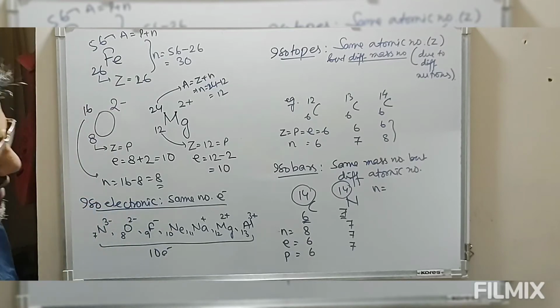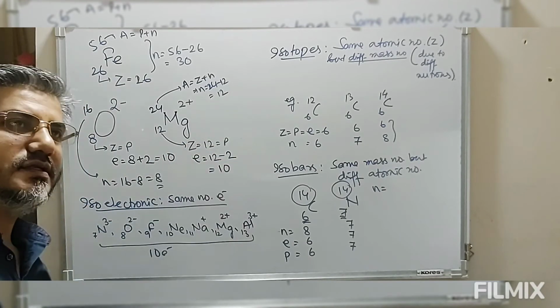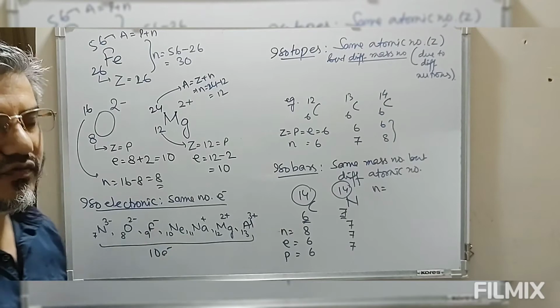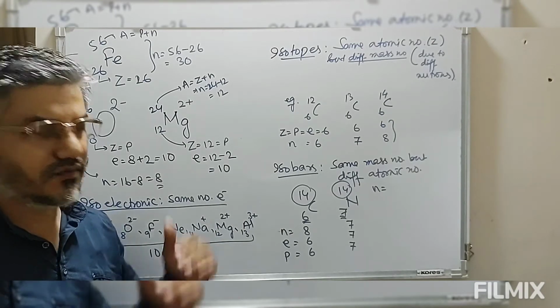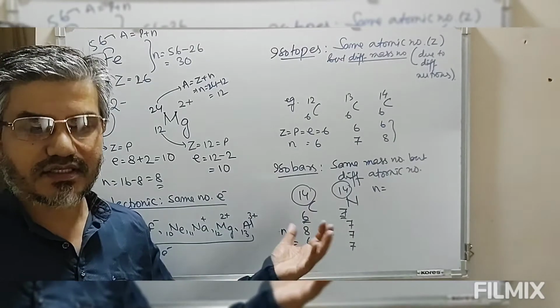So for any given element, if the symbol is given to you, or if the number of electrons, protons and neutrons are known to you, we can easily define a symbol also.